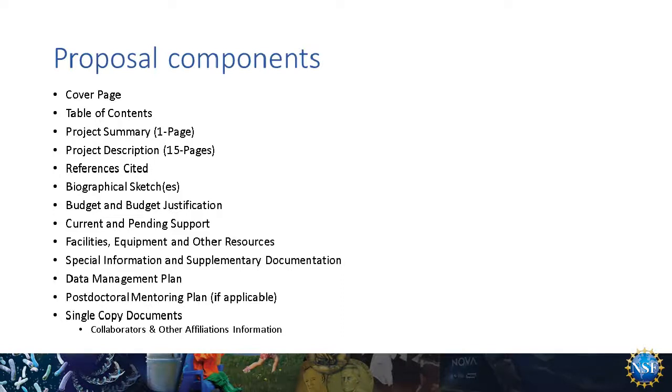We ask that you describe the facilities, equipment, and other resources available to you at your institution, and any additional special information and supplementary documentation as required by the project. We also ask that you include a data management plan, a postdoctoral mentoring plan if you include postdocs within your project, and single copy documents, which include things like the collaborators and other affiliations information that allows us to try to make determinations about reviewers that might be appropriate for your project that would not have a conflict of interest with you or your institution.